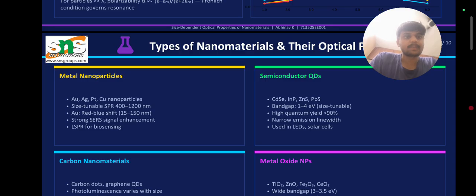Next, semiconductors. QD: CdSe, InP, zinc sulfide and PbS. Band gap 1 to 4 eV. High quality yield greater than 90%. Narrow emission line width, used in LED and solar.